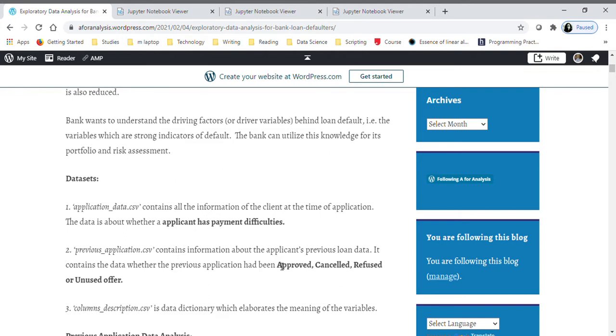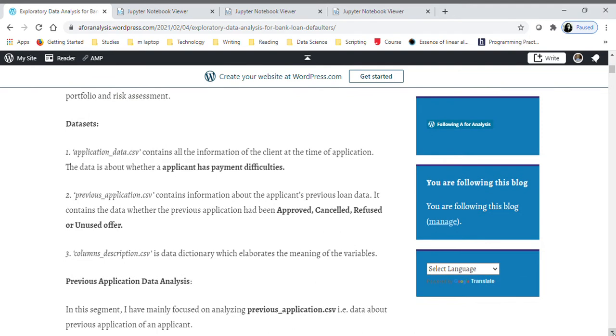There is also the application status, which you can see from the previous application CSV. This is approved, cancelled, refused, or unused offer. So what does this mean? This only means the status of the previous application. When a certain person had applied for a loan before, whether it was approved by the company, cancelled, whether it was refused for some reason, or whether it was an unused offer. Unused might be because of many reasons, so we'll not go into that. There is one more CSV, which is just to clarify the meaning of the data and the different features we have. Now I'll not go into details of that.